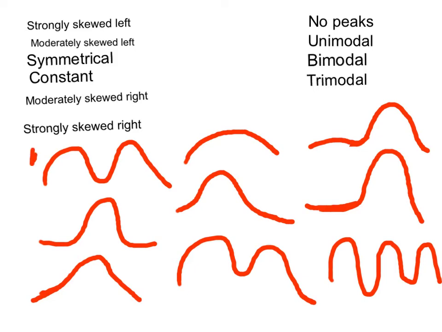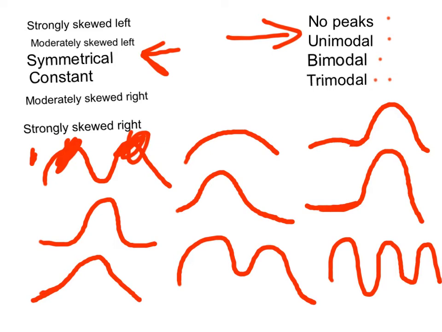Now, if you notice, it has 2 humps. Okay, 1, 2. So we got 2 humps right there. And so these are our peaks, and these are the skewness. Okay, so if you notice, we have no peaks, unimodal, bimodal, and trimodal.